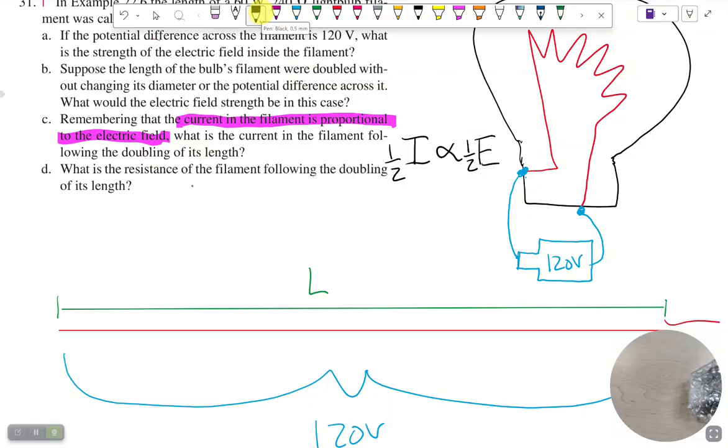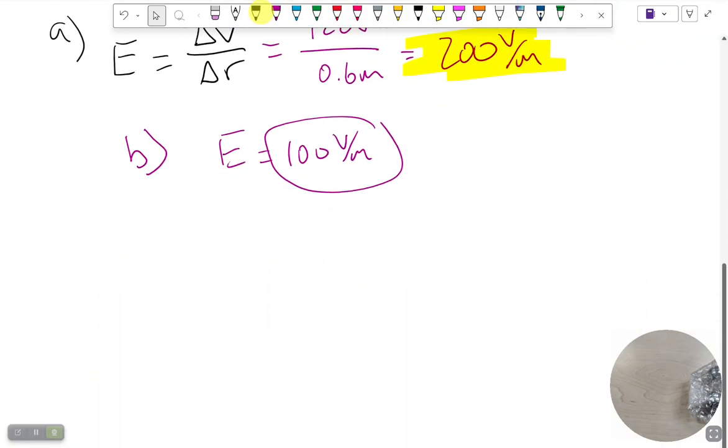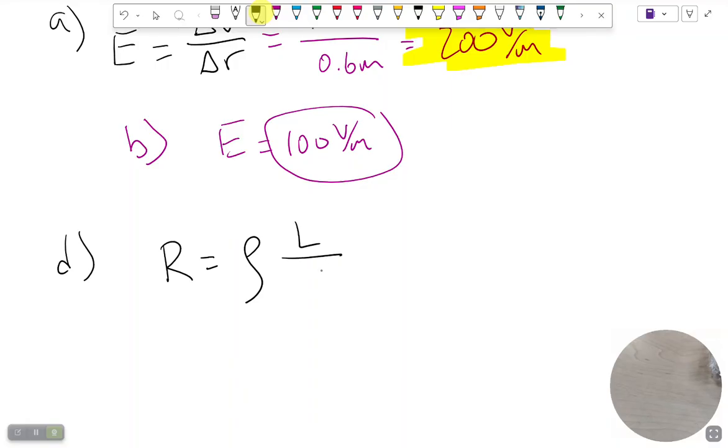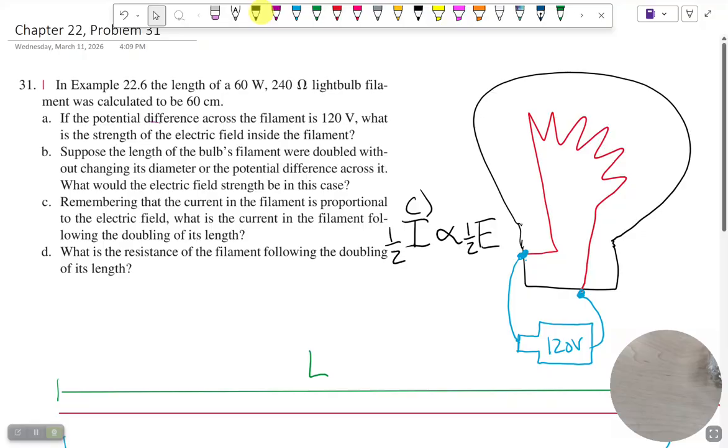All right. So that's part C: the current would be half of what the original current was. And then for the next part, what is the resistance of the filament following the doubling of its length? I can use the equation that the resistance is the resistivity times the length divided by A, the cross-sectional area.